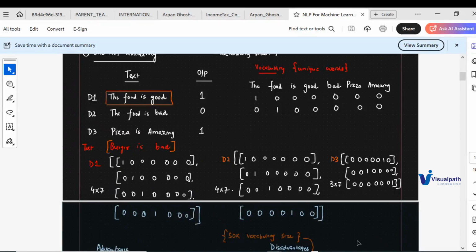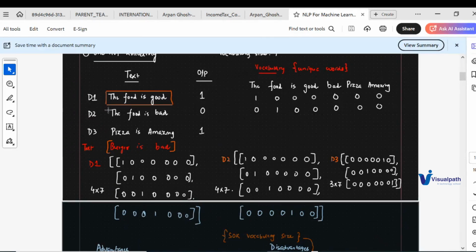It is 4 cross 7. Yeah, 4 cross 7. It depends on the number of unique words, right? The number of unique words in that sentence, and also the total number of unique words becomes your dimension. So the total number of unique words is 7, but in that sentence or document 1, it has only 4 unique words. So that's why 4 cross 7.